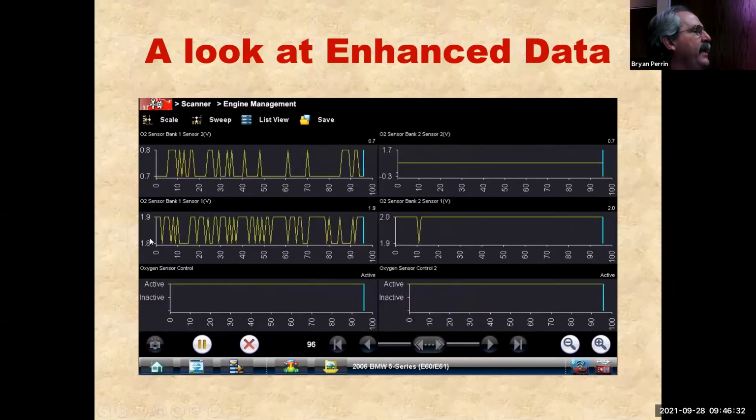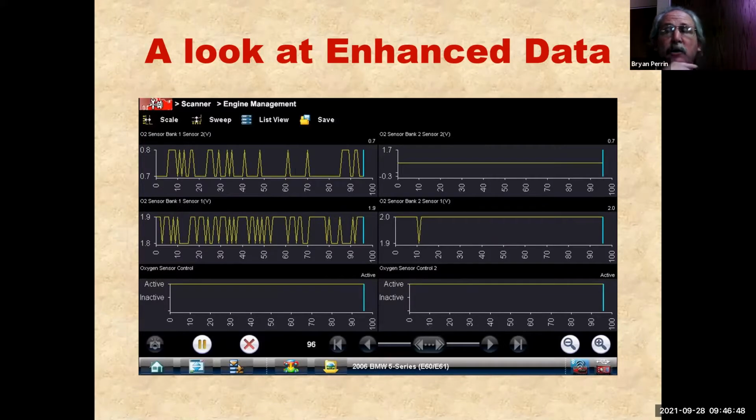I also looked at the enhanced data and see that we're spending a lot more time at 1.9, and my rear sensors now are more consistent, 0.7 on both. This one keeps going to 0.8. And we're moving fuel control to get it back to 0.7. Time to go drive the car.